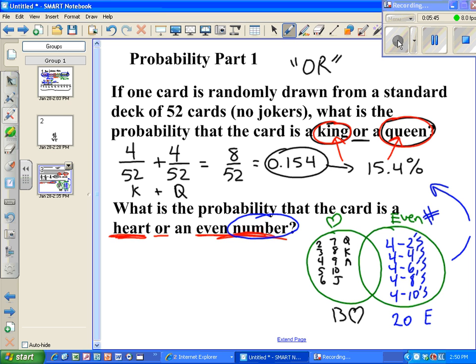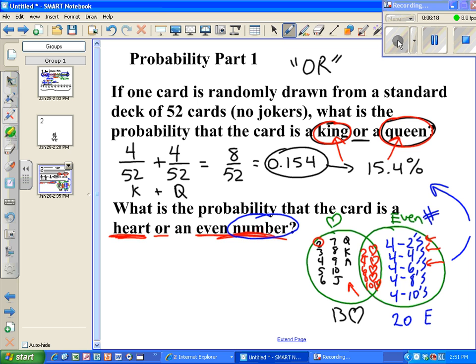Now let's look at this. We've got 4 2s, but one of those 2s is a 2 of hearts. So the 2 of hearts is over here, and it's also in that group. We can only count it one time. We also have the 4 of hearts, the 6 of hearts, the 8 of hearts, and the 10 of hearts. Those numbers show up once in each of these, but they also show up in this group.